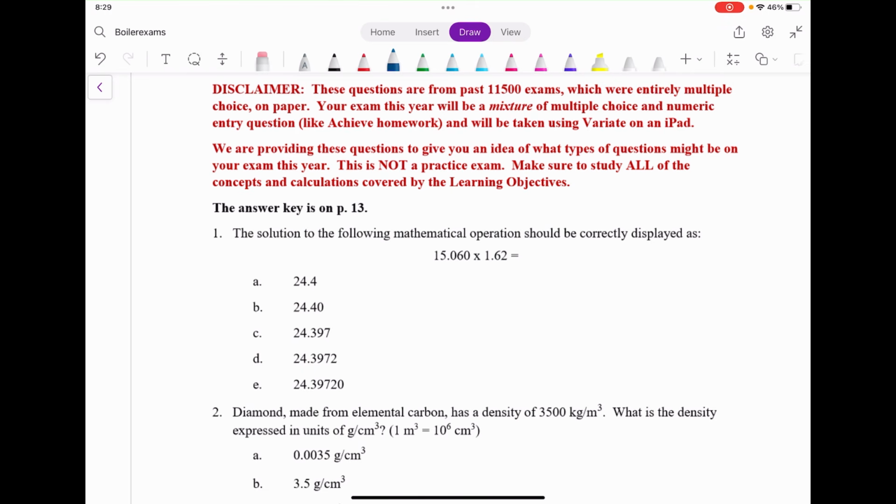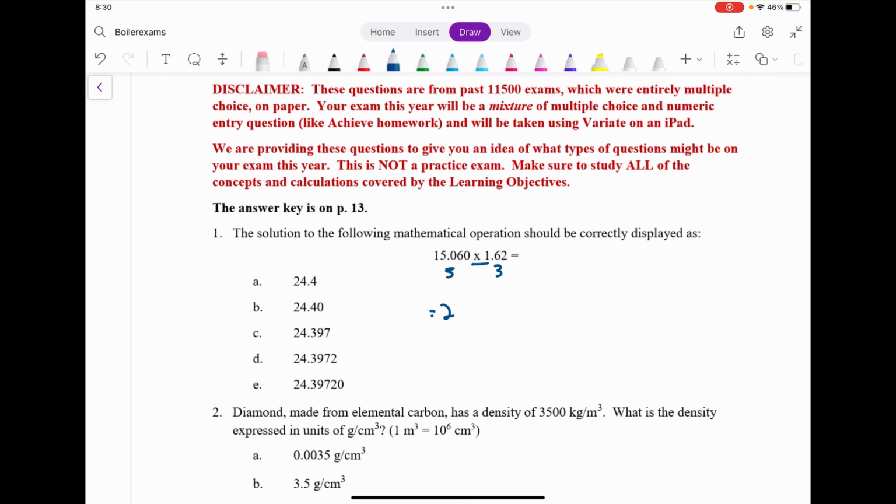Problem 1. The solution to the following mathematical operation should be correctly displayed as. So this is a sig fig question, and we are doing multiplication. When you do multiplication with sig figs, you just round to the lowest number of sig figs. So how many does this one have? This one is 5 sig figs. All of those are significant. And then the second number has 3. So we're just going to do this operation and then round down to 3 sig figs, because that's the lowest of the two numbers.